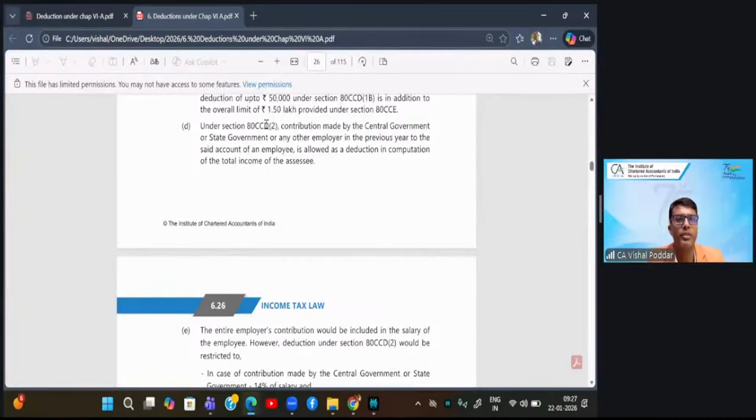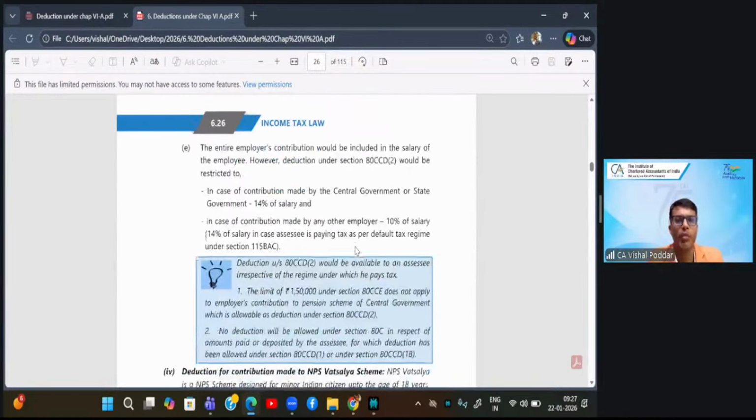In the third part of this deduction, whatever your employer contributes, for the employer's contribution you get a deduction under 80CCD(2). Now for 80CCD(2), what is the rule? Here the rule is, if you are in the new scheme, now pay attention. The new scheme allows only three deductions, only three.